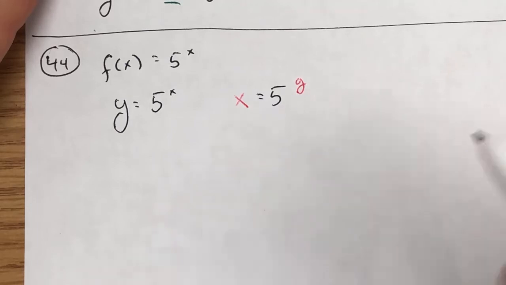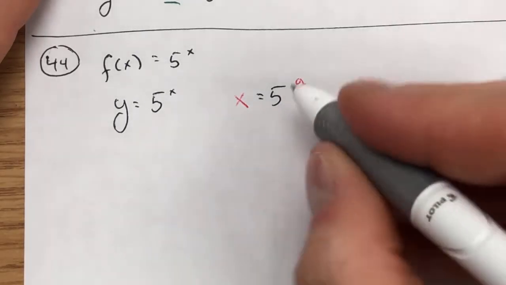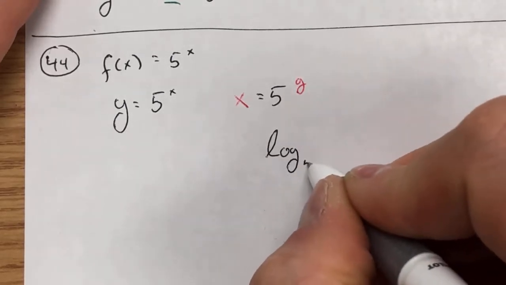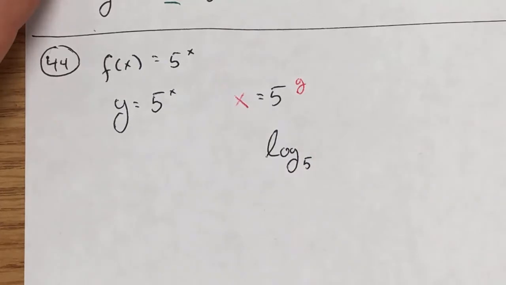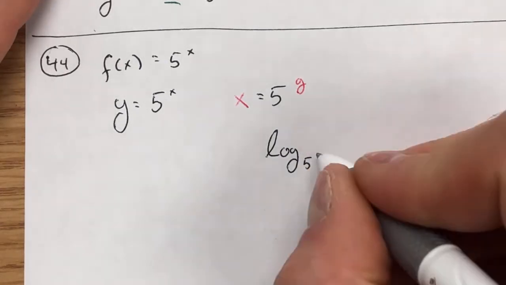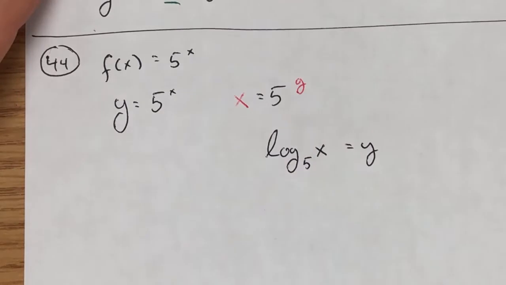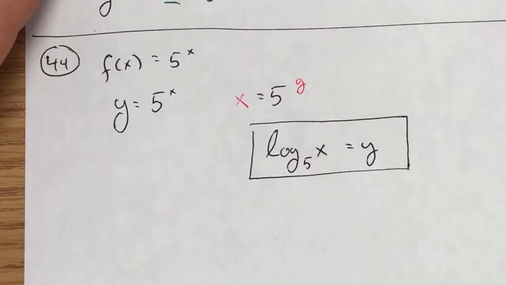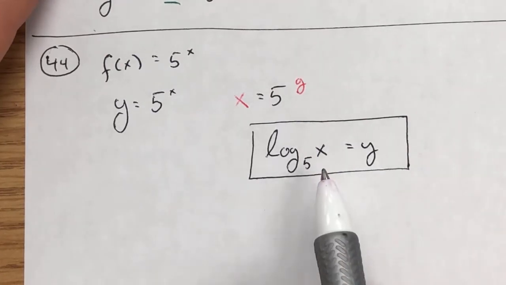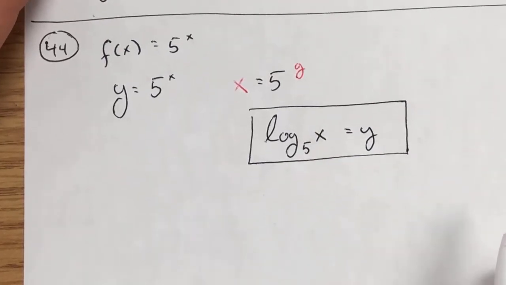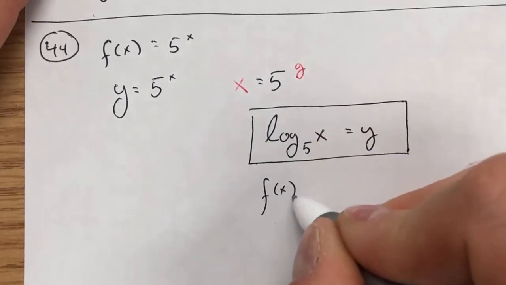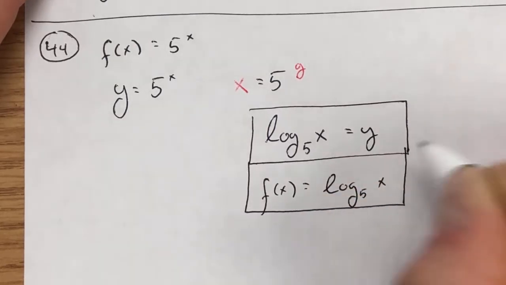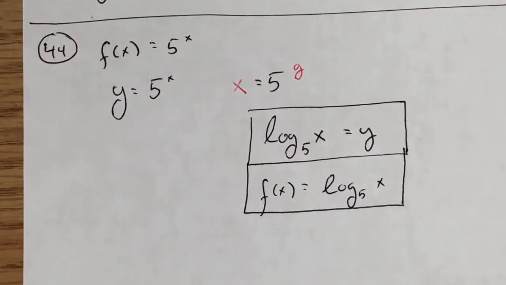Now, logarithmic form, my favorite part of this, is we get to drop the base. So if this is a base of 5, this is going to be log base 5, and we just swap the other two variables. So log base 5 of x is equal to y. And boom, we have ourselves our inverse function. Now, this is written in the equation format. If we want to write it in function notation, all we do is we say, hey, f of x is equal to log base 5 of x. Awesome, so we have our inverse function in function notation.